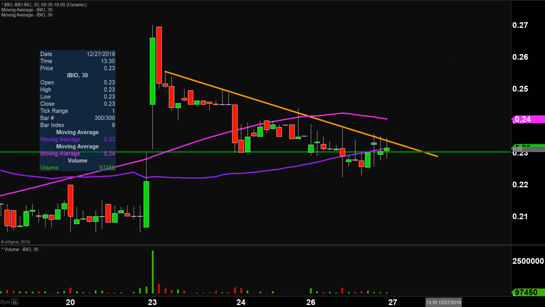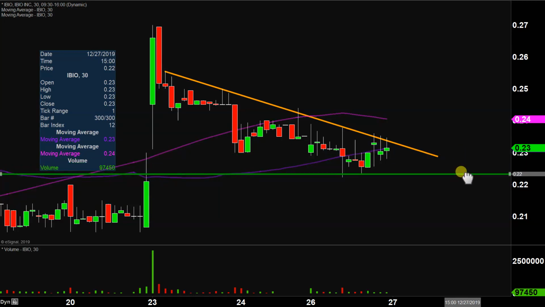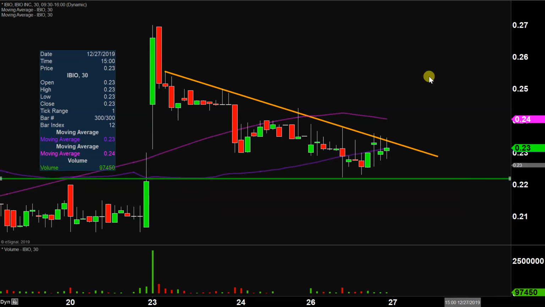If the price can break through that trend line, the next key level of resistance to keep an eye on would be that pink line there, which is the 200 period moving average, which is currently valued right there at 24 cents. As far as levels of support are concerned, I'm going to move this level down here now that we have more data points. It looks as though 22 cents is the key level. And 22 is what I would call the must-hold level, the do-or-die level.